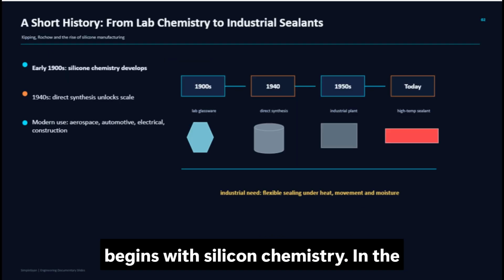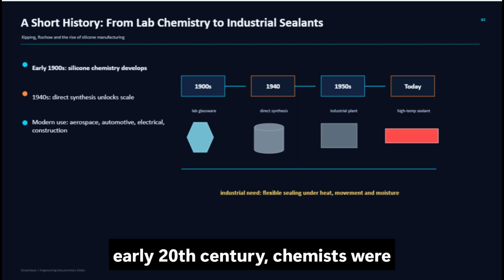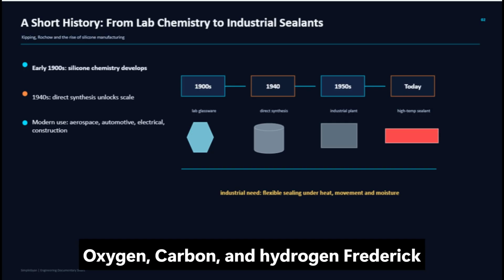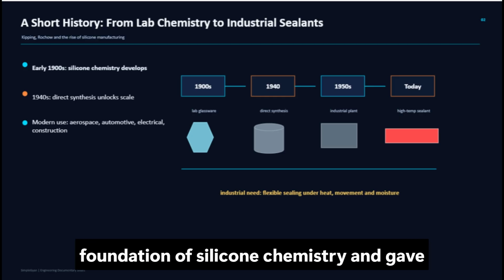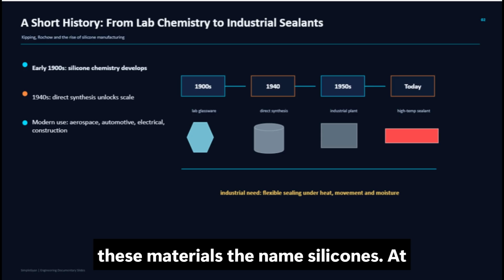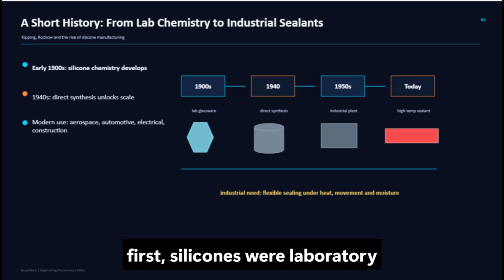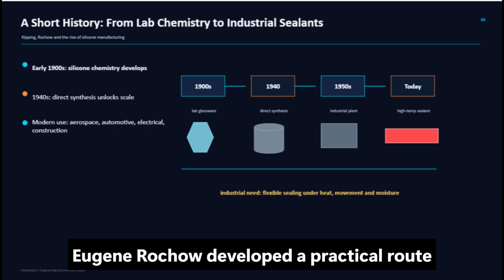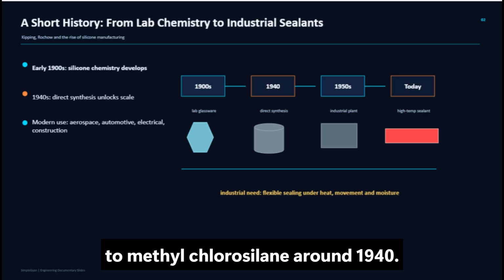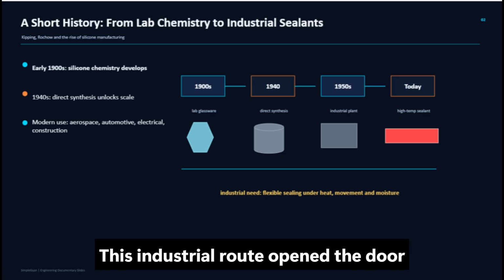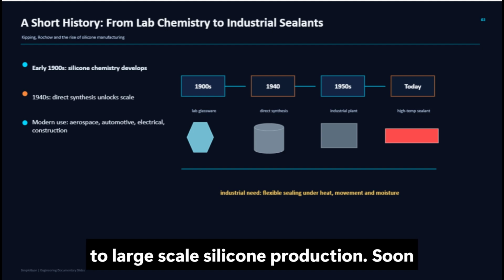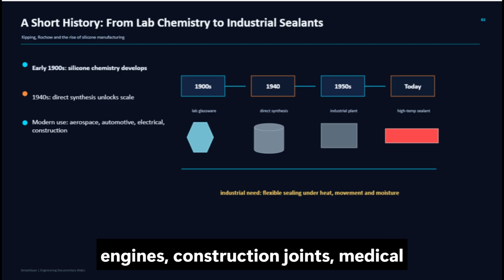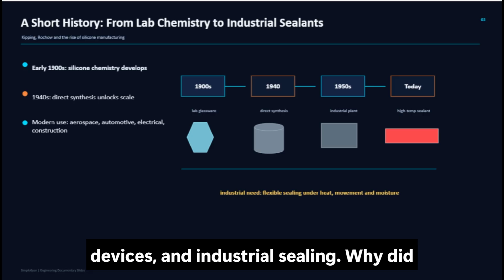The story begins with silicon chemistry. In the early 20th century, chemists were studying compounds containing silicon, oxygen, carbon, and hydrogen. Frederick Stanley Kipping helped establish the foundation of silicone chemistry and gave these materials the name silicones. At first, silicones were laboratory curiosities. But the world changed when Eugene Rochow developed a practical route to methylchlorosilanes around 1940. This industrial route opened the door to large-scale silicone production. Soon, silicone materials entered aerospace, electrical insulation, automotive engines, construction joints, medical devices, and industrial sealing.